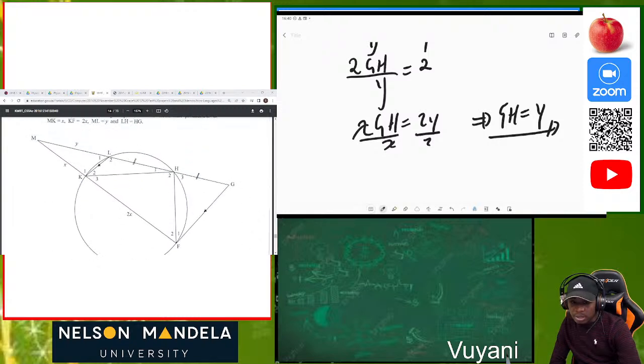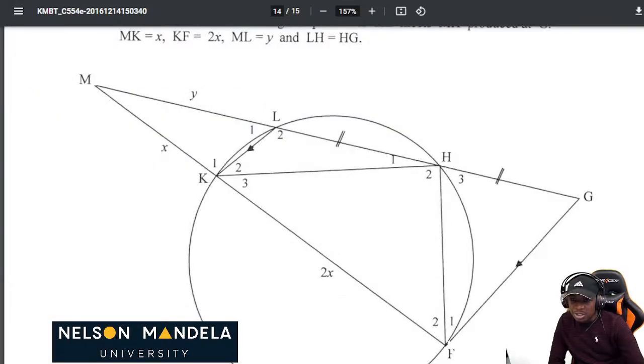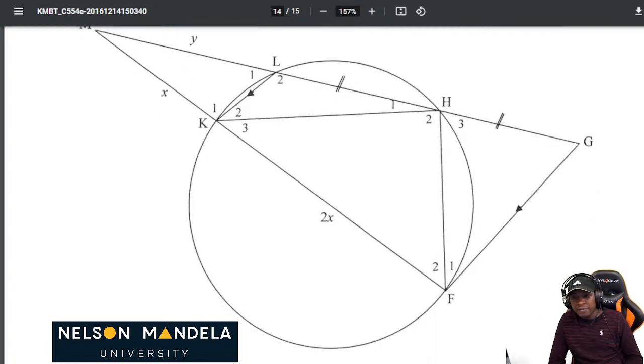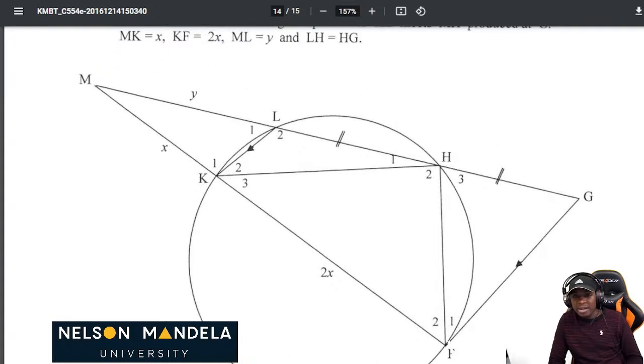Okay, so we say that GL over ML is equal to FK over MK. Then now we know that LH is equivalent to GH. So if we add the two, let me just write this so that I also highlight this fact. Why am I saying 2GH? I hear someone asking me that. It's because LH is equal to GH.